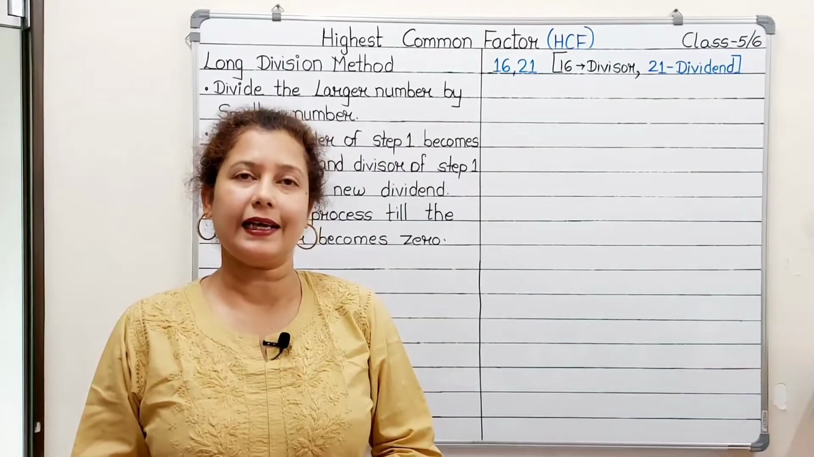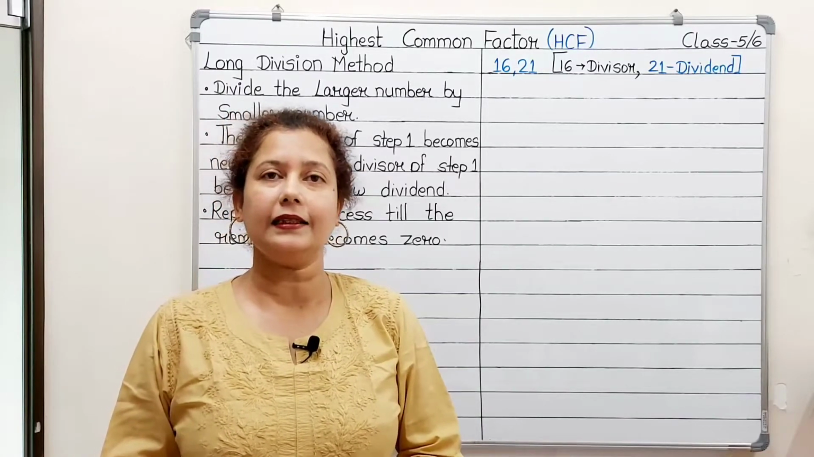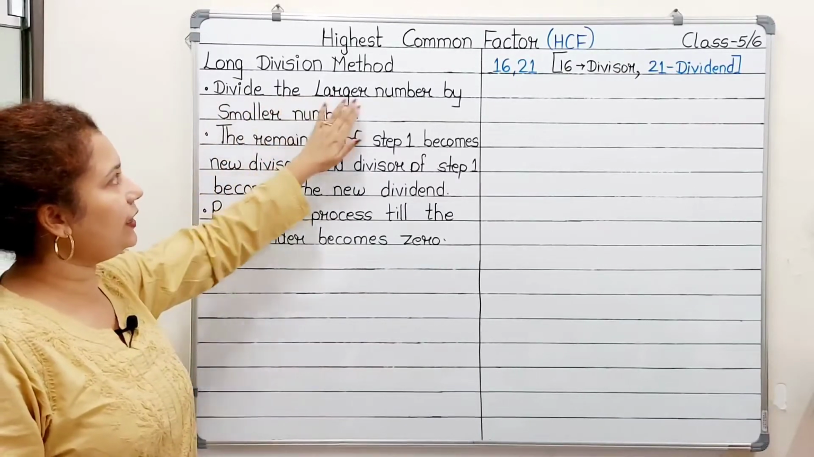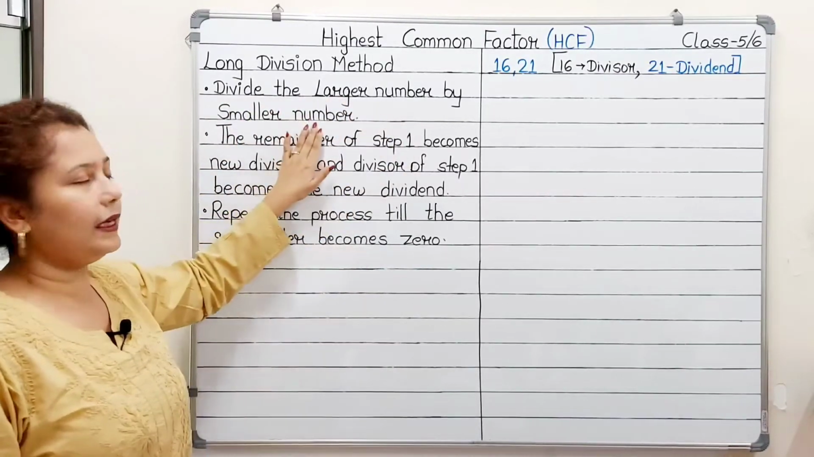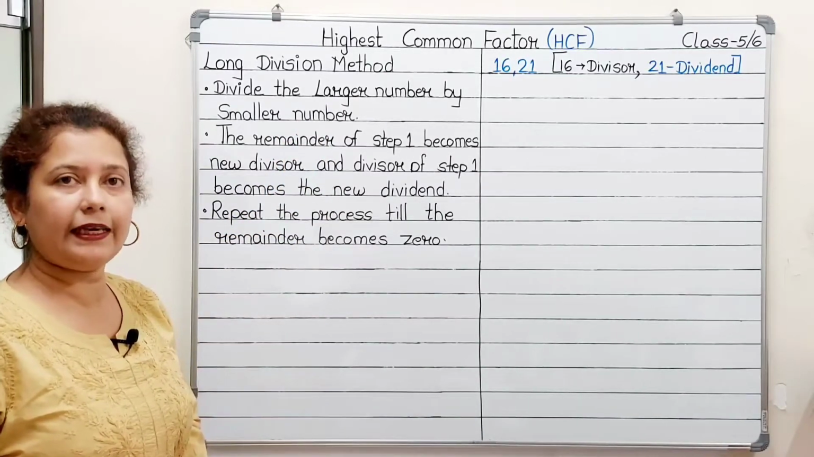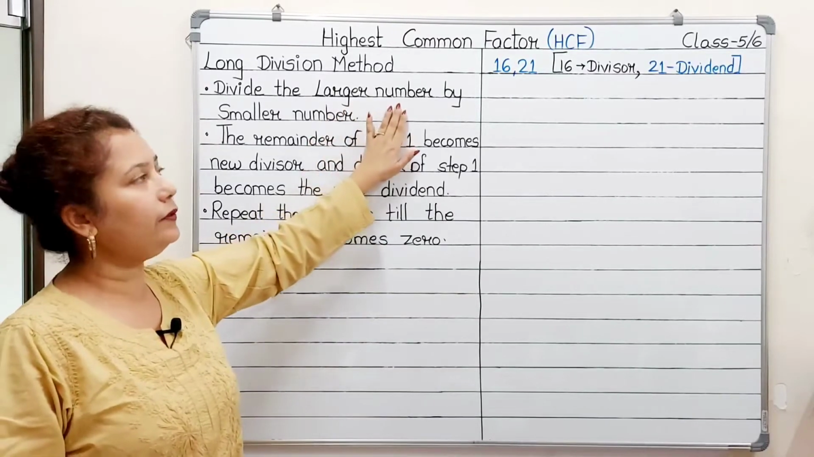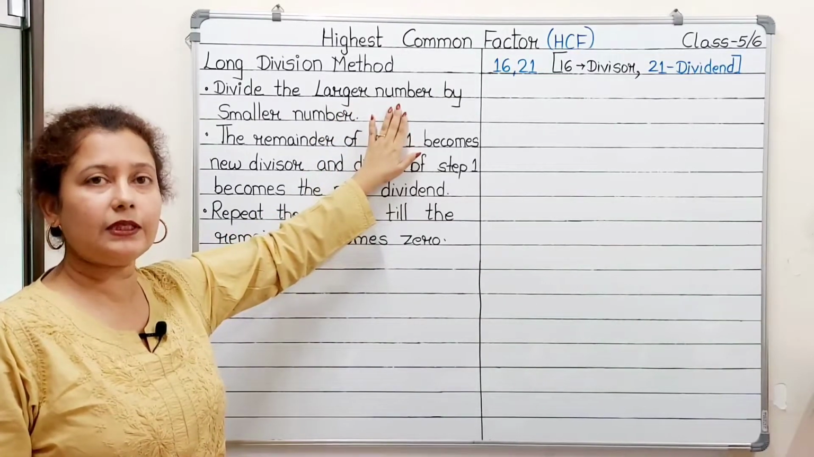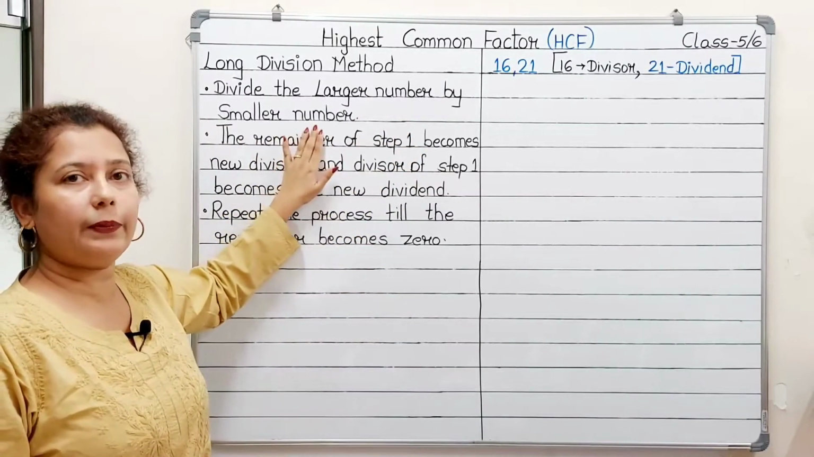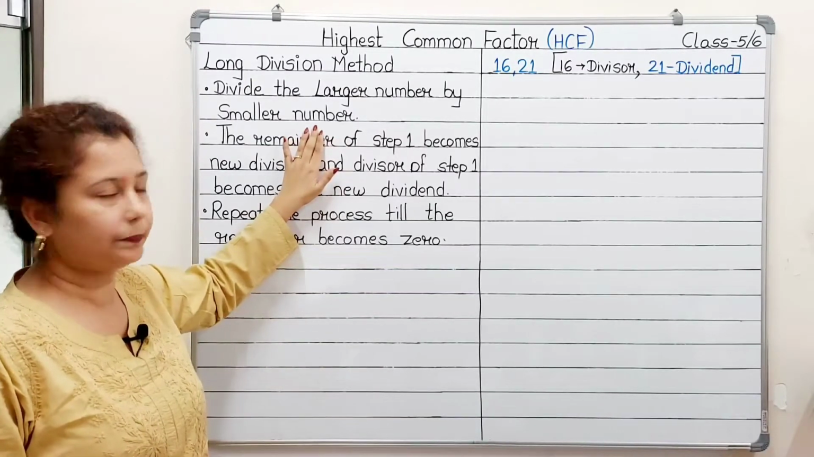Next method to find HCF is long division method. First we will understand the steps. First step is divide the larger number by a smaller number. If two numbers are given to us and we have to find HCF by long division method, the larger number will become the dividend. That means we will divide that number. And the smaller number will become the divisor.